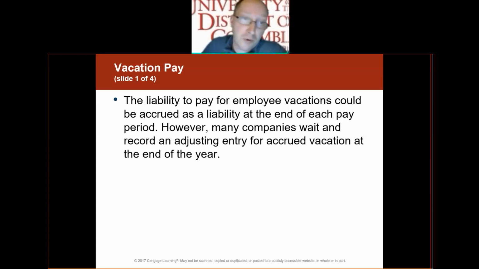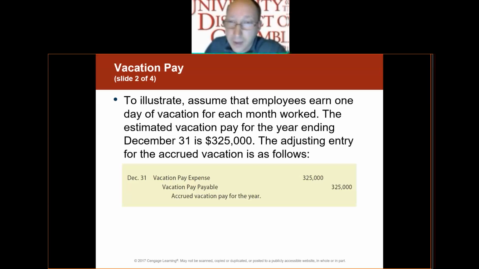Vacation pay. When an employee wants to take a vacation, they accrue time over time at the end of each pay period. You might accrue like an hour or two at the end of each pay period. Most companies wait to adjust this at the end of the year. Not me, I adjust it every period. Makes it easier. To illustrate, we assume that employees earn one vacation day for each month worked. It's kind of stingy, in my opinion.